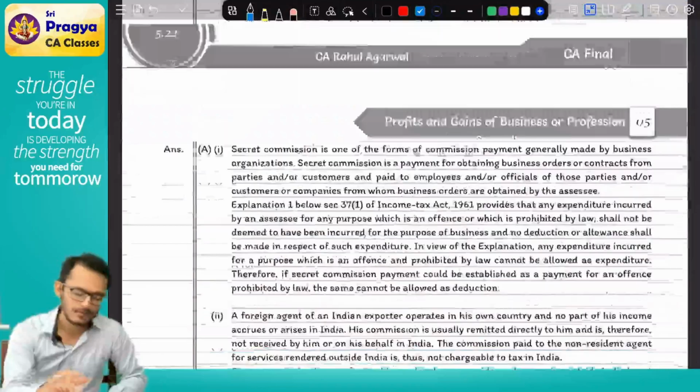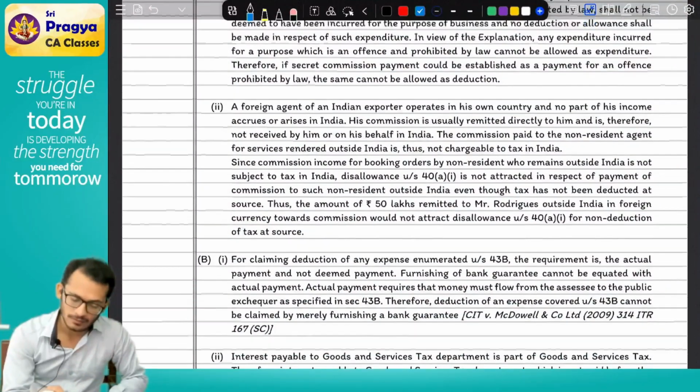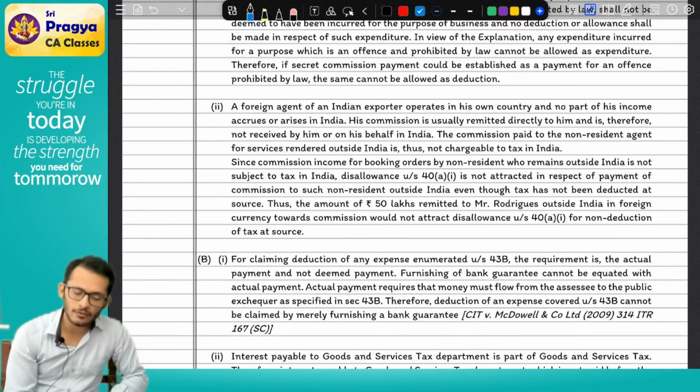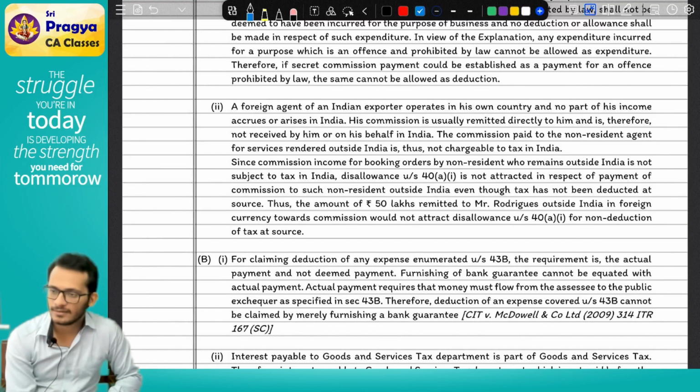Yes or no? Yes, Rahul, what is the case law? This case law says: a foreign agent of an Indian exporter exports in his own country and no part of the income accrues or arises in India. His commission is usually remitted directly to him and is therefore not received by him or on his behalf in India. The commission paid to the non-resident agent for services rendered outside India is therefore not chargeable to tax in India.